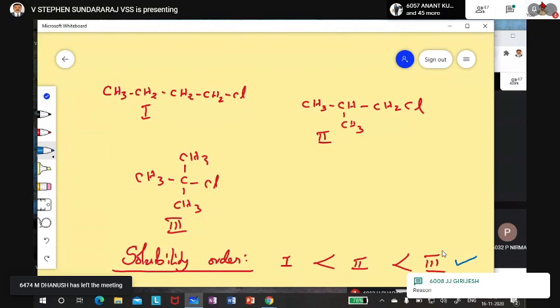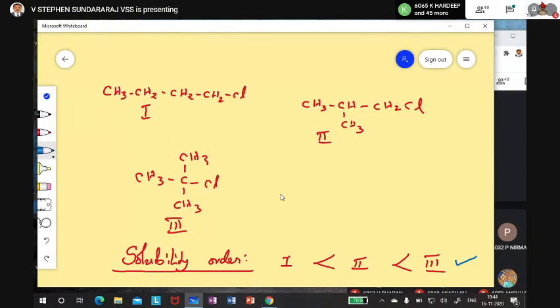This point is opposite to boiling point. Don't confuse them. When branching increases, boiling point decreases. But when branching increases, solubility increases. This is the key point you have to remember. But in the reason, you should express it in words. With this, I conclude these physical properties.